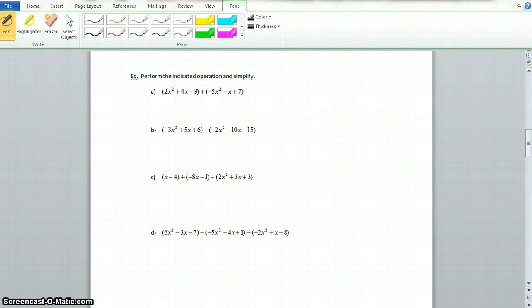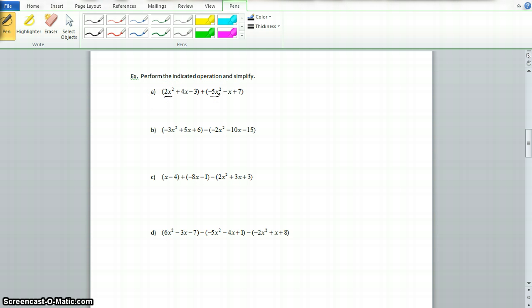In this example, we're going to be adding and subtracting polynomials. So if you look at part A, the directions say to perform the indicated operation and simplify. For part A here, we're just adding two polynomials together. When you add them together, all you do is combine like terms.